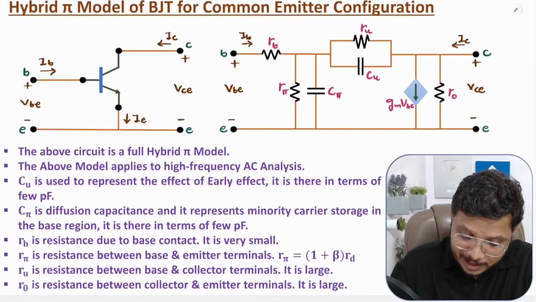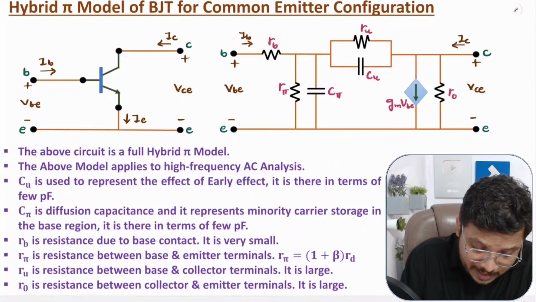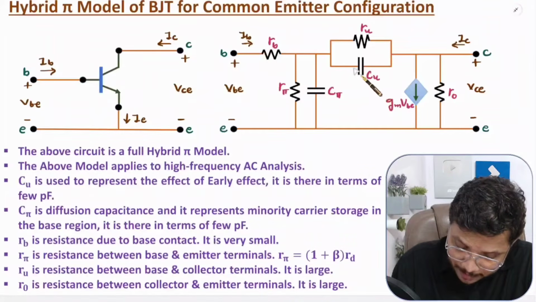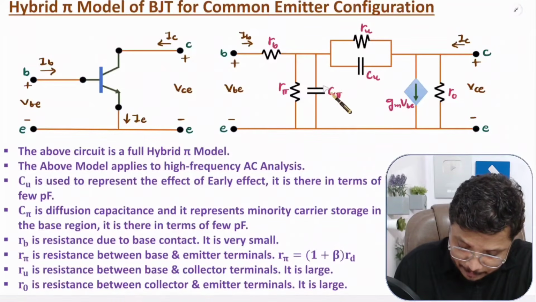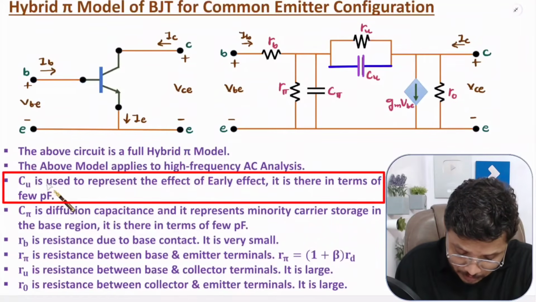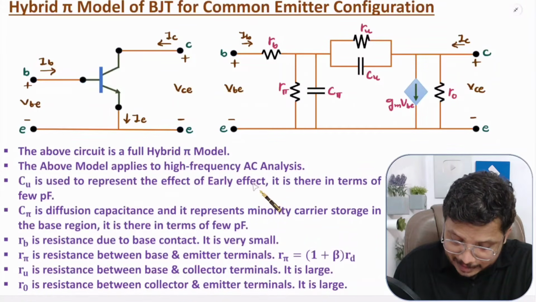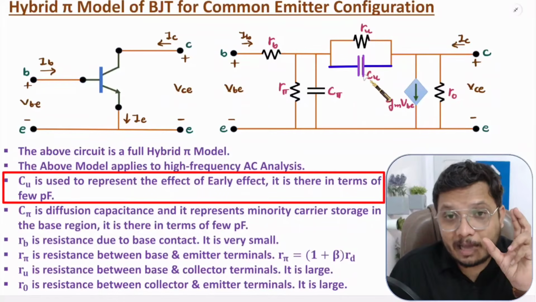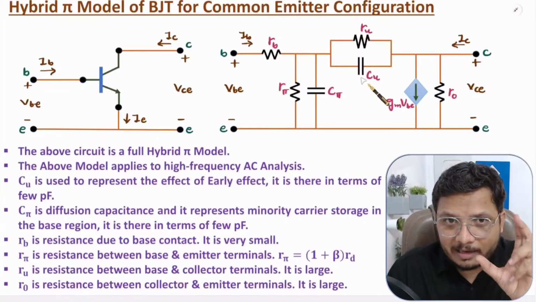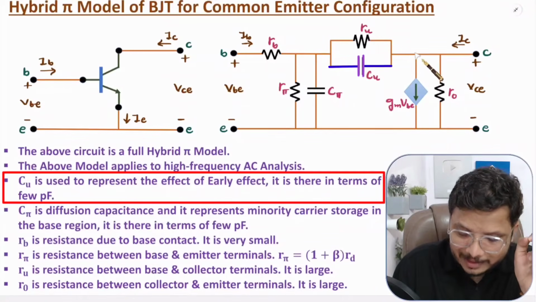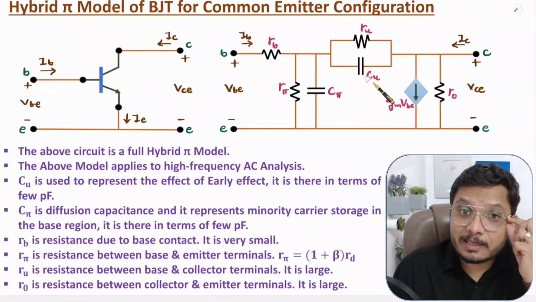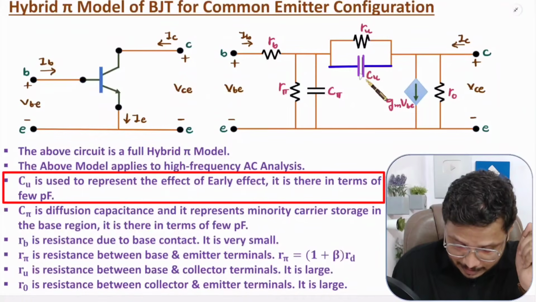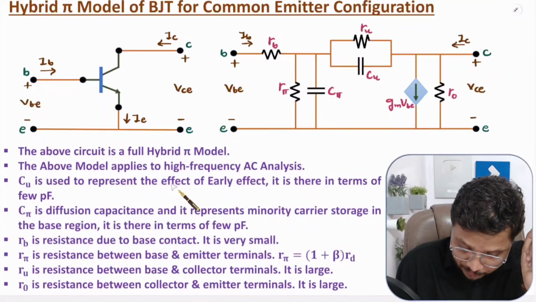Right? Now I'm going to explain each and every parameter of this hybrid Pi model first. Here you can observe we have two capacitors, C mu and C pi. This C mu capacitor is used to represent the effect of the early effect, and it is in the range of a few picofarads. This C mu capacitance is the capacitance between the base and collector terminals. Here we have the base terminal, here we have the collector terminal, right? This capacitance is explaining the effect of the early effect.